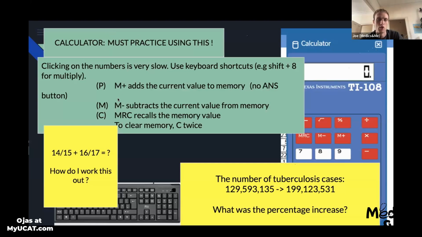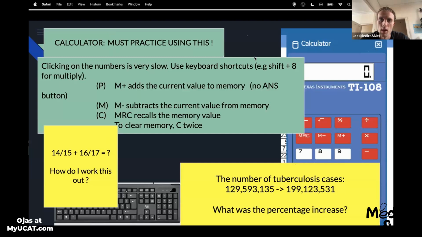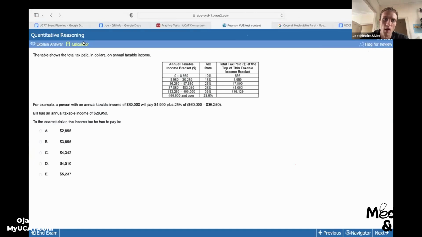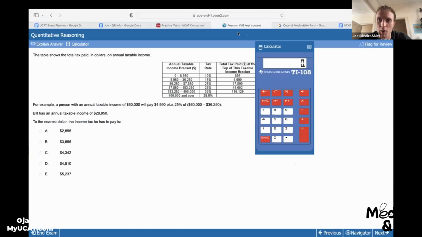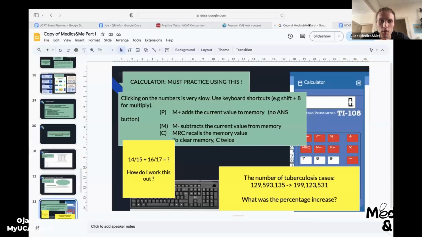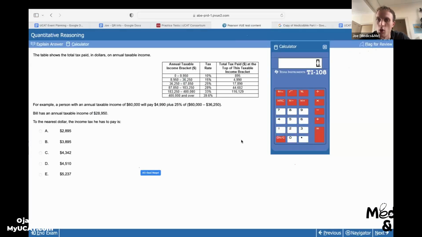I'll flick back over now to the calculator just to show you. And here we go. So Alt-C, I've actually not got an Alt on my keyboard, so I'm going to click on it. So let's have a go at this tax question and let's talk about some of the things. In fact, before we do that, we'll do the calculation we just had on the screen. So we want to work out 14/15 plus 16/17. So how would we go about working that out? And that's pretty tricky to do on paper or just in your head. I think everyone would agree. So thank you very much to Ojas for annotating that on the screen.